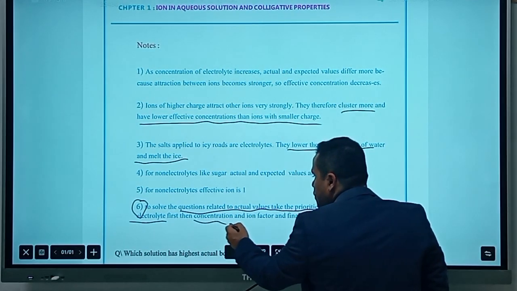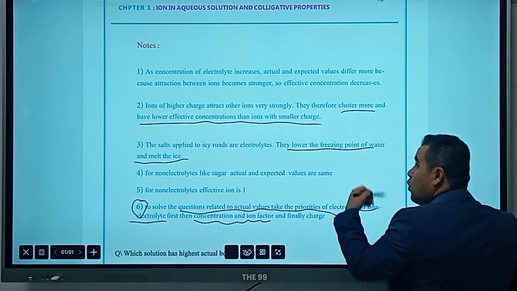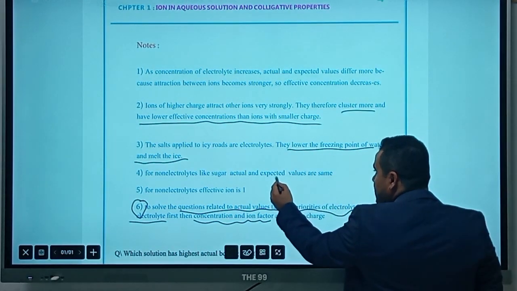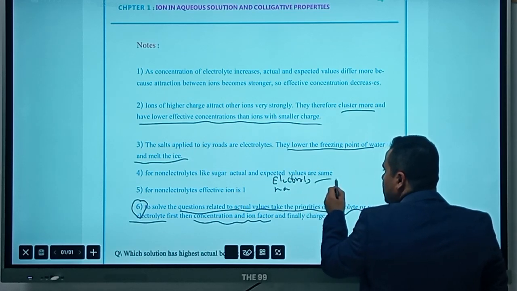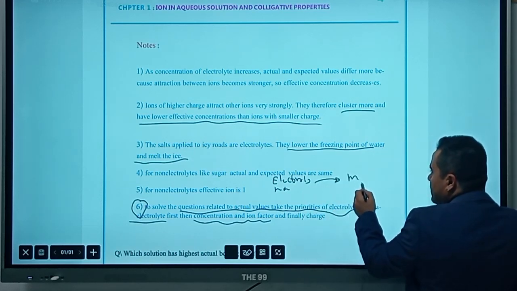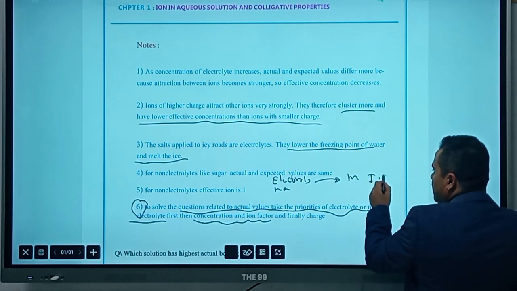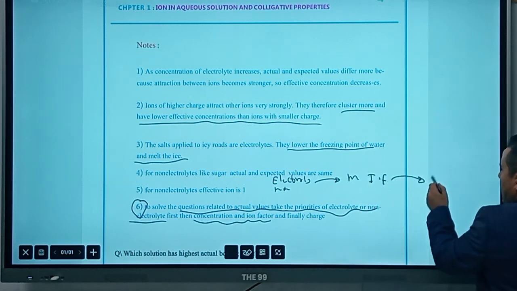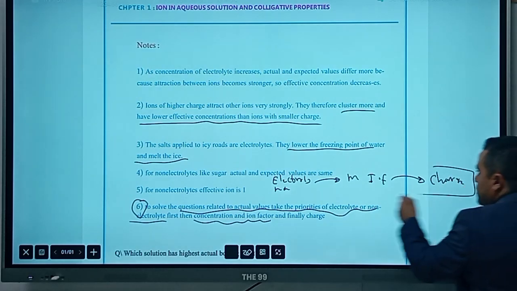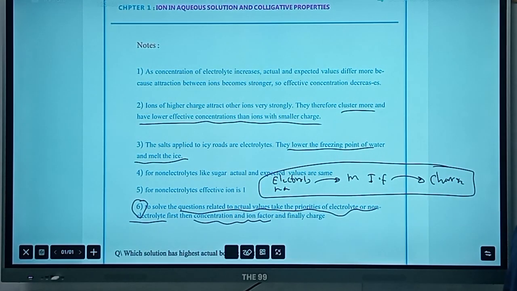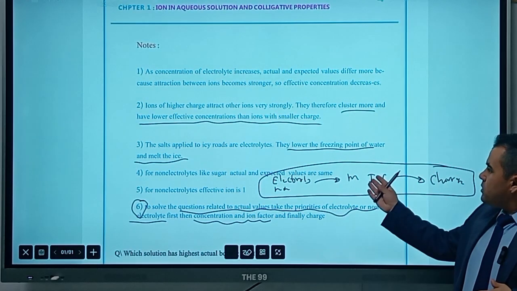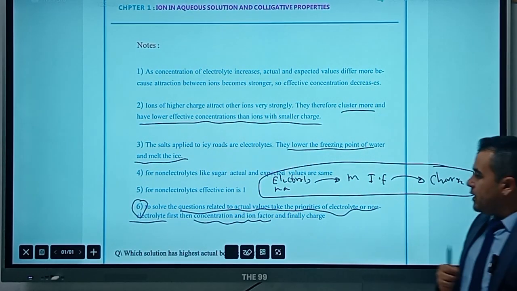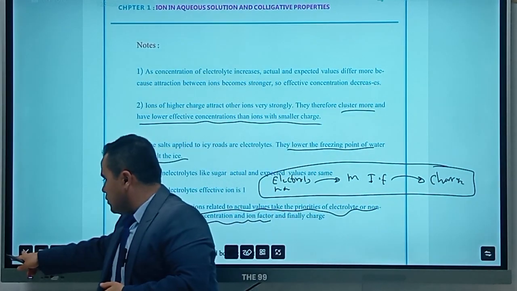First, electrolyte and non-electrolyte, and then concentration and ion factor. And followed by what? By the molality and ion factor. And finally, by the charge, guys. So please follow this sequence in order to solve the actual values. If they do not have the same ion factor and molality, do not pass to the charge, because most of the time, if the molality and ion factor are different, they will decide prior to the charges.